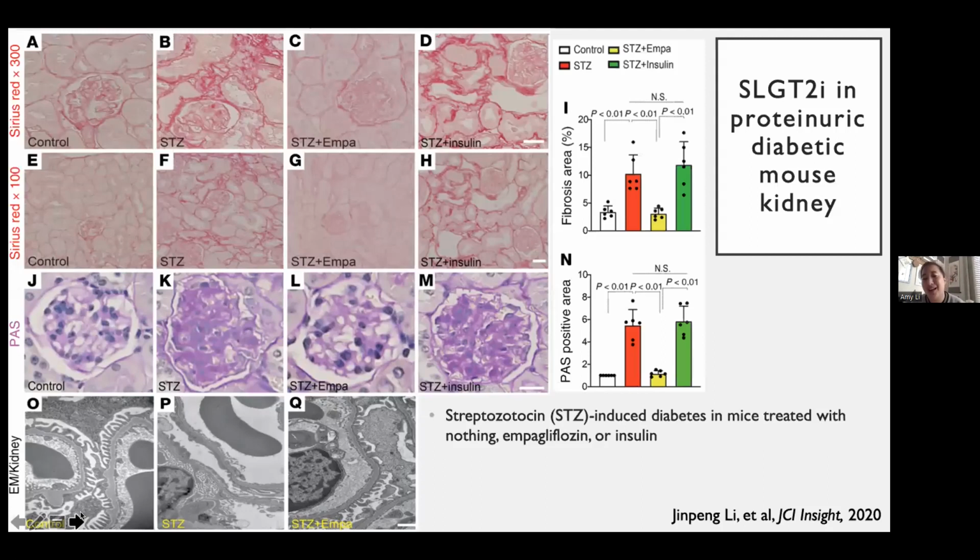So now the criticism was like, okay, that was a non-proteinuric diabetic model. I want to see what happens in the proteinuric diabetic kidney. So come this study, this was also recently published. This was a group of folks who induced diabetes in mice with streptozotocin. When they induced the diabetes, they were either treated with nothing, insulin, or empagliflozin.